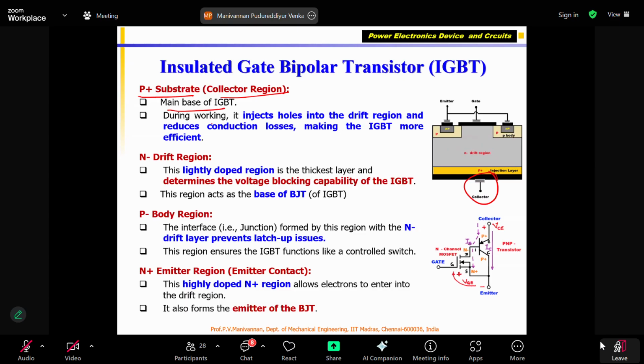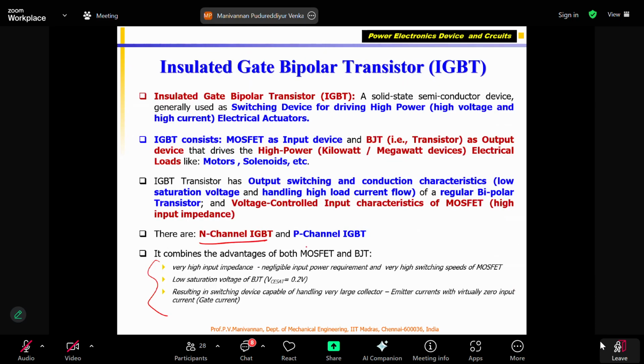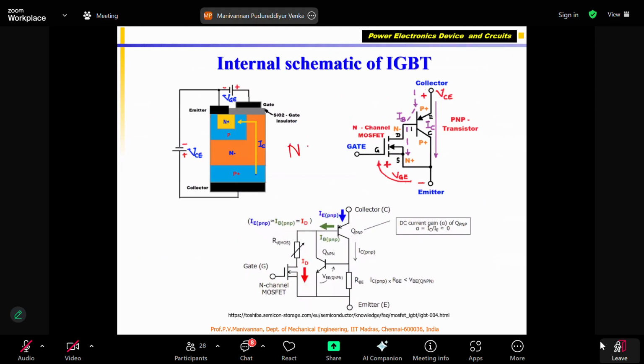And during working condition, if I supply the voltage like this, positive voltage and negative, this positive charge will push the holes towards the drift region. It enters here, and finally it is attracted by this, and the holes flow. So we know that this is a PNP transistor. The output stage I showed is a PNP transistor. Again, I told you yesterday you have two types of IGBT: N-channel IGBT and P-channel IGBT. What we are talking about now is an N-channel IGBT.